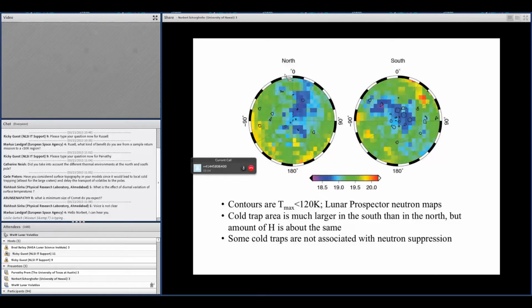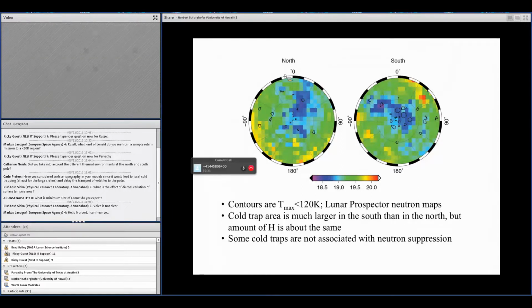And so the question is why, if water is just trapped in these cold traps, then there should be more in the south than in the north, but there isn't. And also there is some correlation between the neutron suppression and the cold traps. It's not a very good correlation. There are cold traps which appear to have no neutron suppression. There is a cold trap which seems to have excessive neutron suppression.